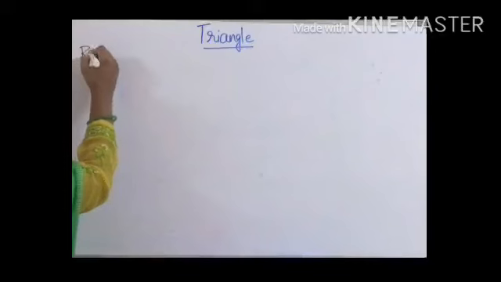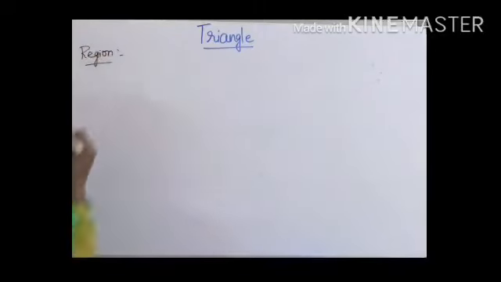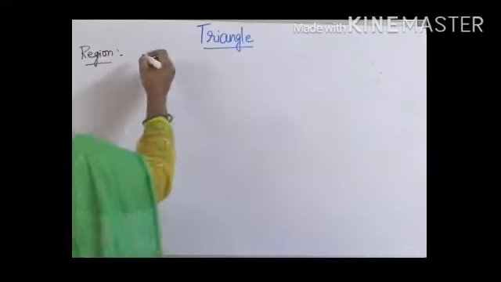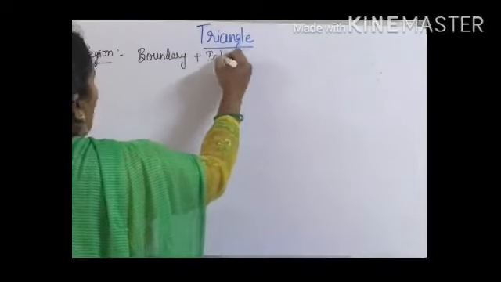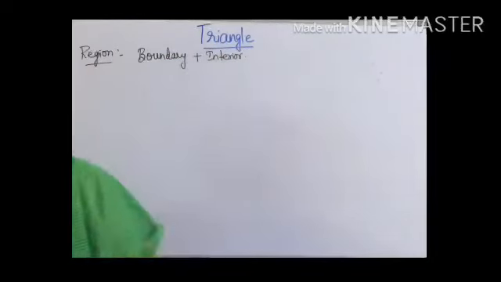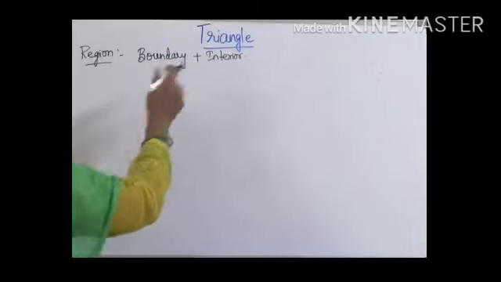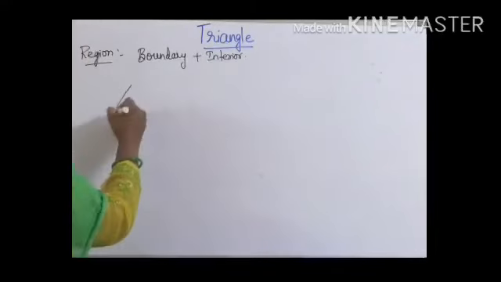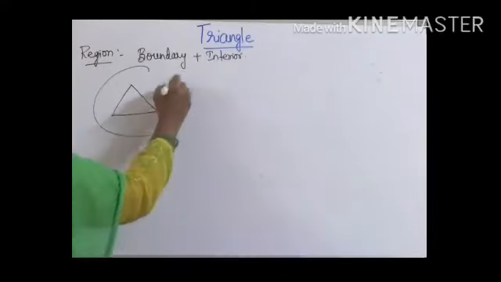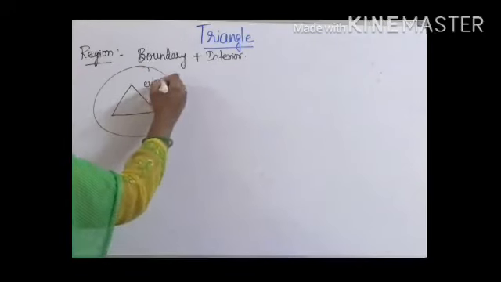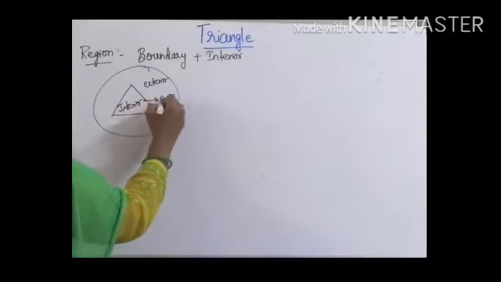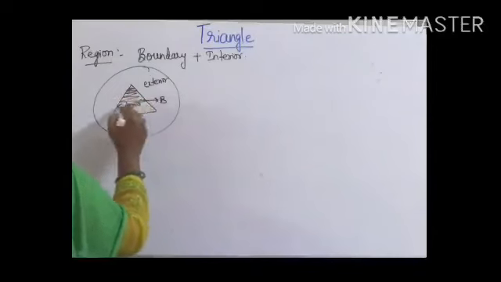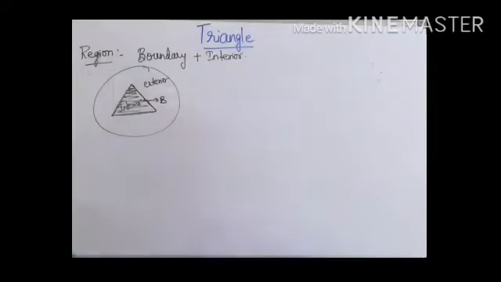Okay. Next, what is a region? A region is nothing but the boundary and the interior of the triangle. Boundary plus interior, not exterior, okay? Boundary and the interior together we call a region of any figure. Suppose this is a triangle, and just now I told you this is the plane, this is exterior, this is interior, and this is boundary, isn't it? So here the interior together with the boundary is nothing but the region.